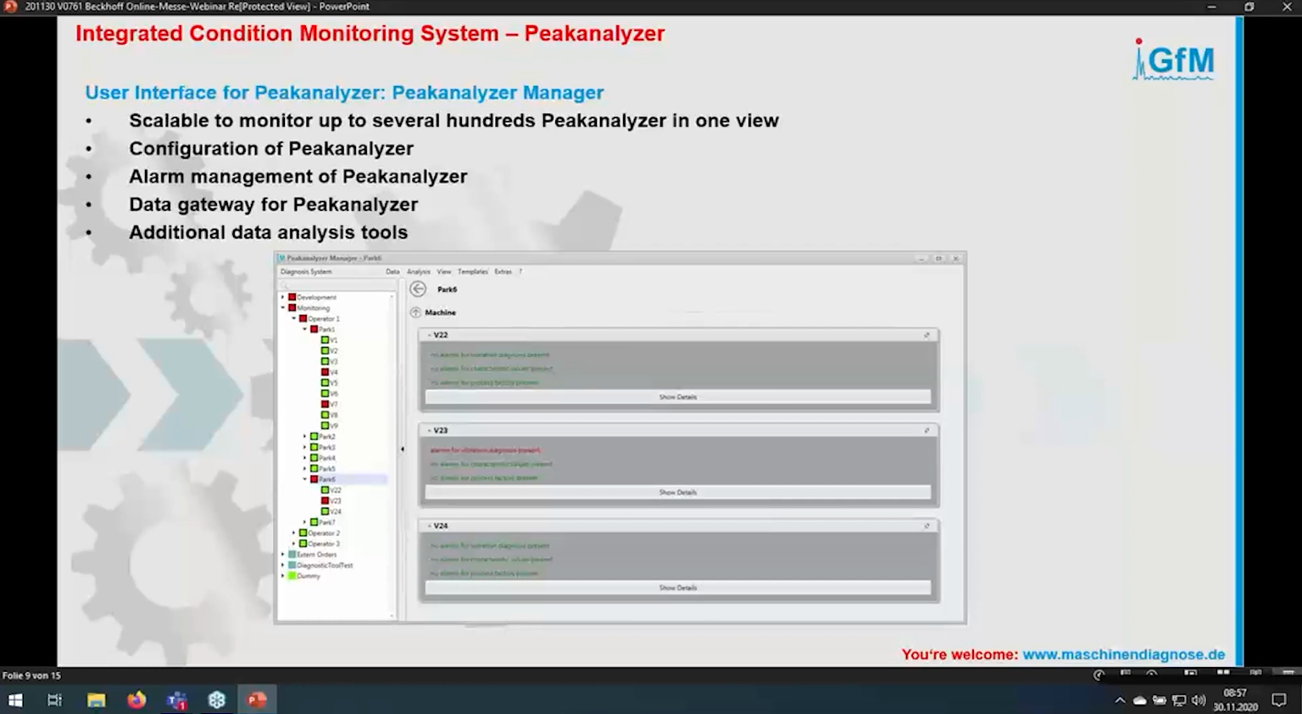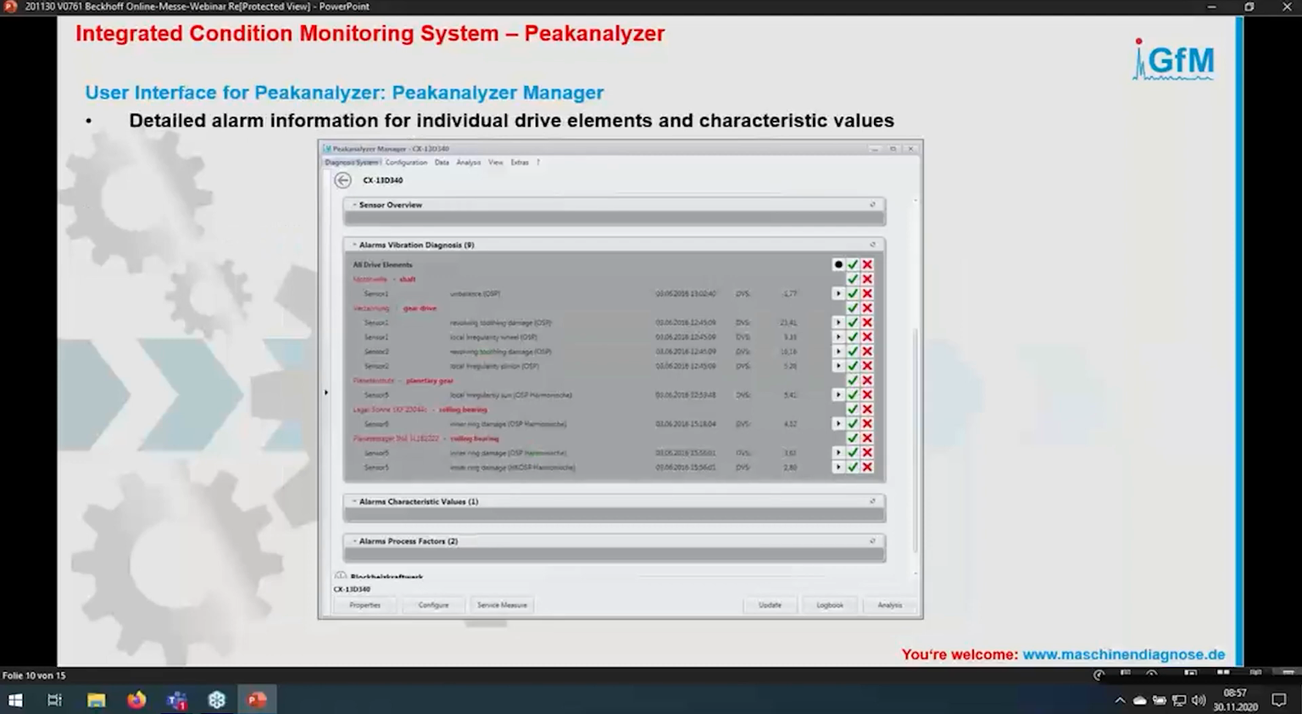In fact, as I said, you don't have to know how we exactly determine the alarm. You get plain text messages of our system. So in fact, like I showed you the examples, a local irregularity on a pinion or something else, and you get this exact message from our system. And now you have the possibility to dive into the data and do some more evaluation on that.